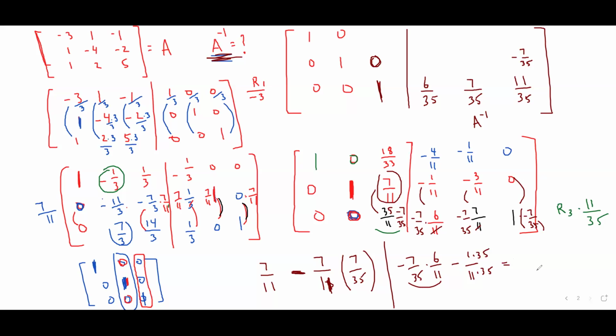And get the result. So 11 times 35, 350, and 35, it's 385, I believe. Please double check. 350 and 35, 385. And what's here? -42. And -35 will be -77.